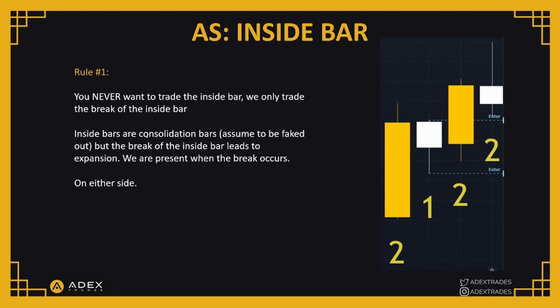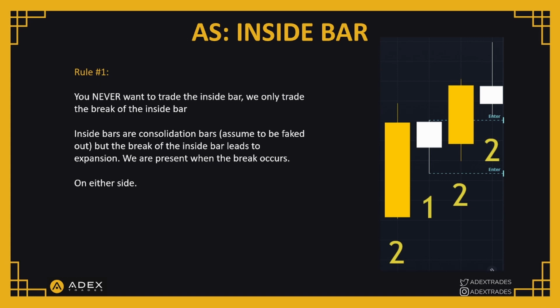Inside bars are consolidation bars. You can assume to be faked out during this consolidation because it's literally just buyers and sellers attacking each other. But the break of the inside bar leads to the expansion, and we are present when the break occurs. So if we go 2 up above the inside bar, we're buyers, we're in calls, and we are present in there. If we go 2 down, we're selling, we're in puts, we're present in that as well.